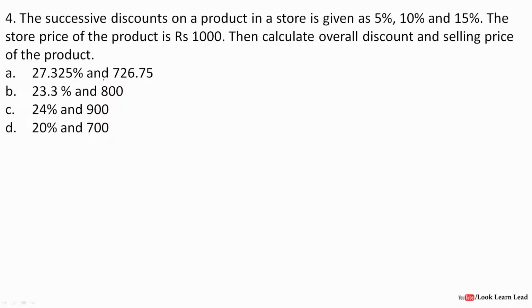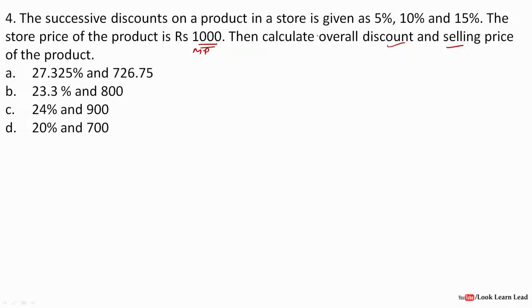A successive discount on a product in a store, so it is also 3 discounts. We have 5, 10 and 15. The store price of the product is this. So store price, it is the mark price. Then calculate the overall discount. So we have to find the overall discount and the selling price. The selling price would be this overall discount on the mark price.